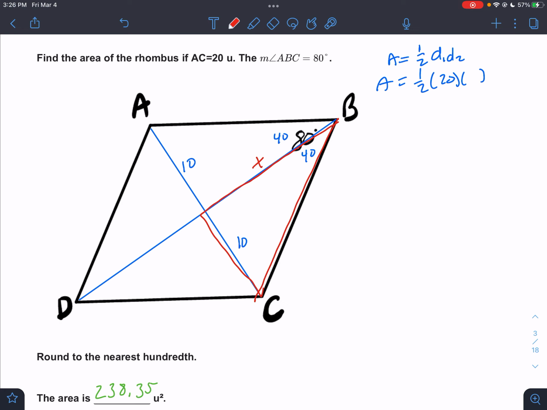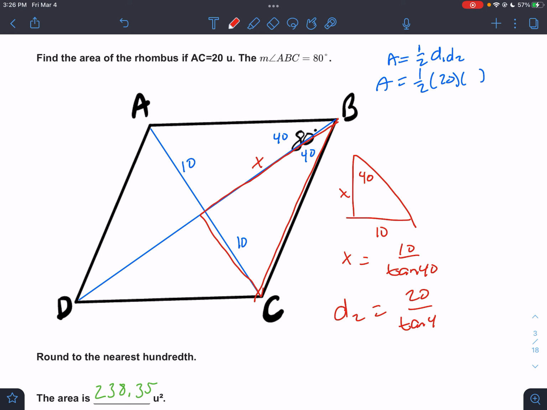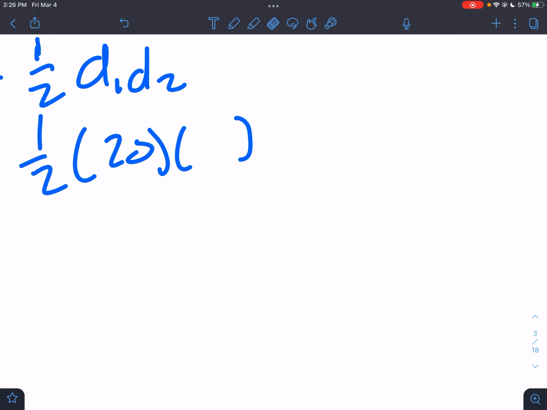I'm going to call this x. We have 40 degrees, opposite is 10, adjacent is x. That x is 10 divided by the tangent of 40. That means that d2 is 2 of those, 20 divided by the tangent of 40, right? Wouldn't d2 be the entire thing? So d2 is going to be 20 over the tangent of 40.